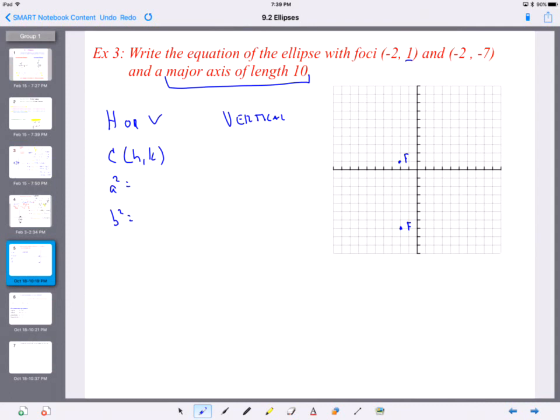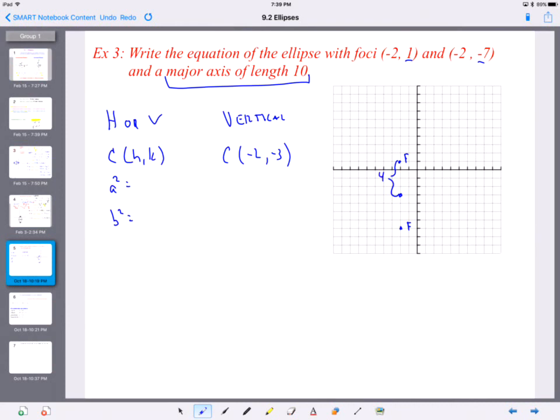We also know the center falls in between these two values. So if you're going from 1 to negative 7, what's that midpoint? You can add them up and divide by 2, and that will tell you what it is. So to find that center, it's going to be at -2 comma, and if you add them up, it'll be -6 divided by 2, which is -3. And if you plot that, you'll see it's 4 away on both sides. So you actually know this distance as 4.